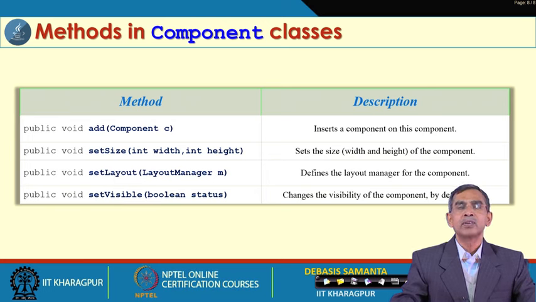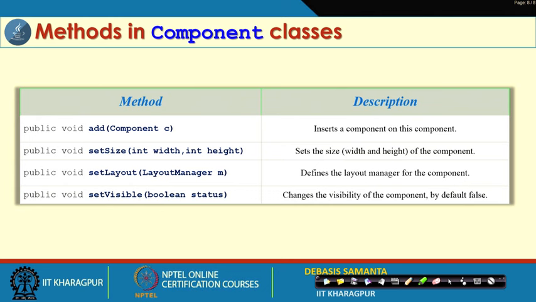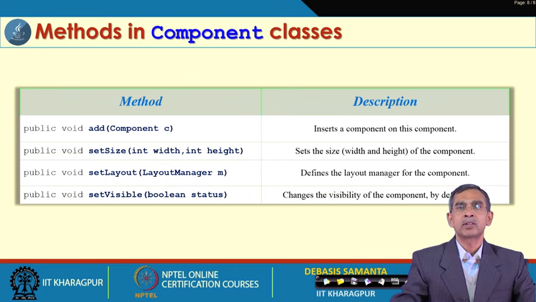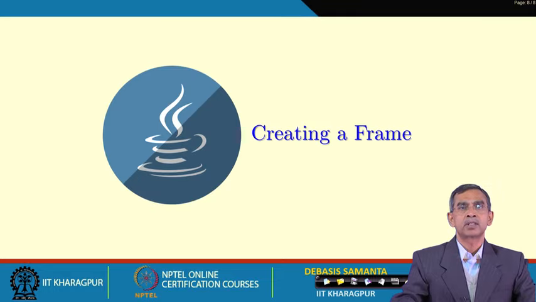Add takes the component you want to add. Then set size, you can resize the component, and set layout, a component can allow you to have many layouts. We will discuss what different layouts are possible for a window. Then set visible, with which you can make a particular component or window visible or invisible. These are the 4 very important methods, and all are defined in the component class. We just have to call these methods in our program, and each method has its own facilities. That means it is a lightweight process actually.